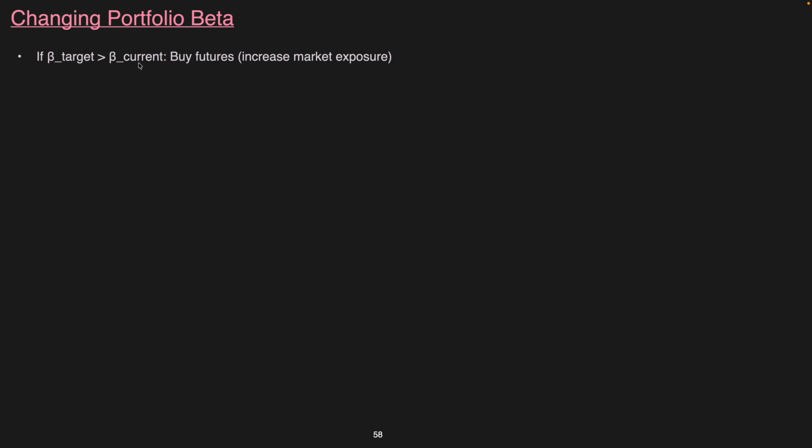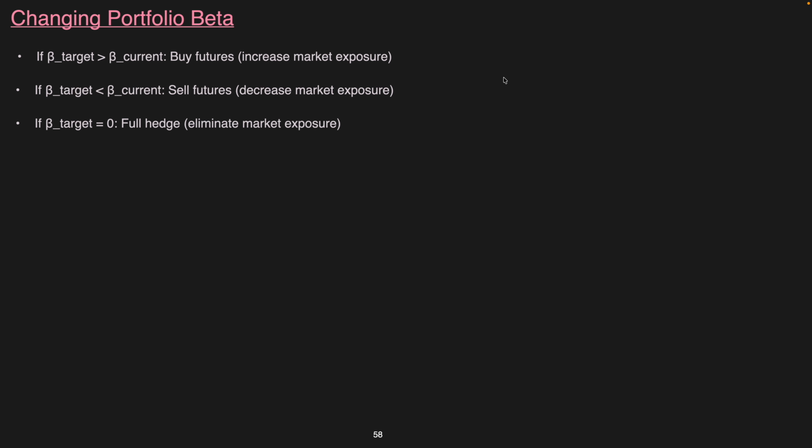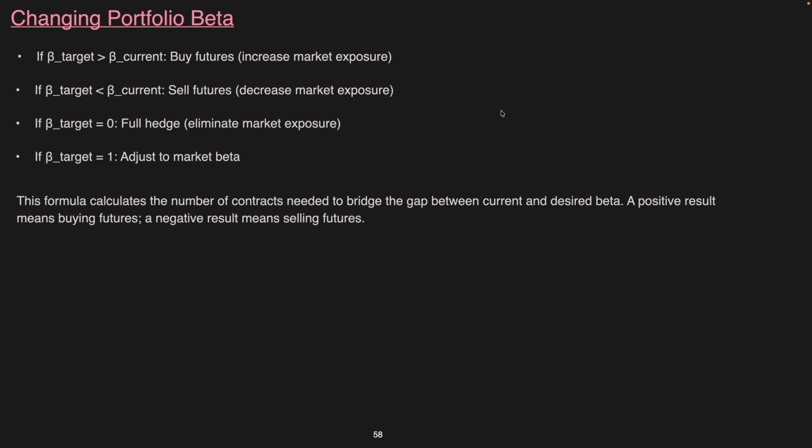If the target beta is greater than the current beta, what are you going to do? It is very simple. You are trying to increase the beta. You are trying to increase the risk in the portfolio. In such cases, you buy futures contracts. You increase your market exposure. If the target beta is less than the current beta, you will sell futures because you want to decrease your market exposure. And if the target beta is equal to 0, you will do the full hedge and eliminate the market exposure. And if the target beta is 1, you have to adjust to the market beta.